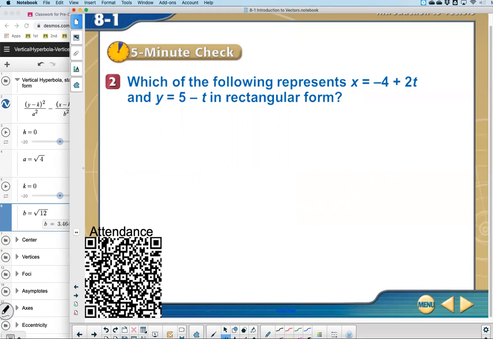If you remember, this was a 3-step process. When you're given 2 equations, this is parametric, and having to convert it to rectangular form. Does anybody remember what step 1 was? Isolate the t. You solve for your shared variable. So yes, we want to isolate the t. Solve for shared variable. That was our first step.